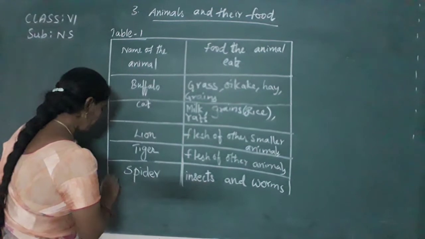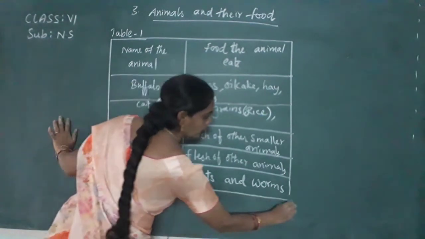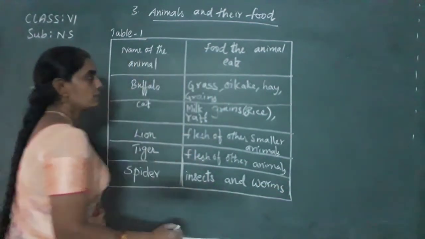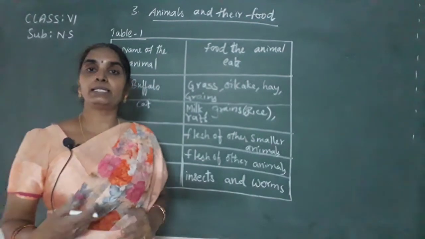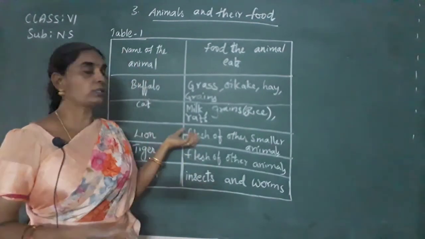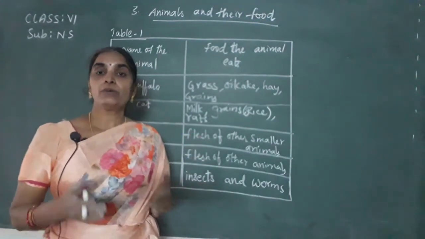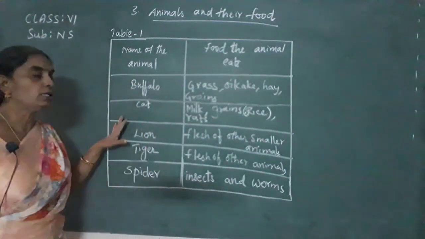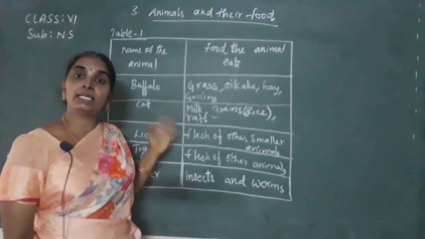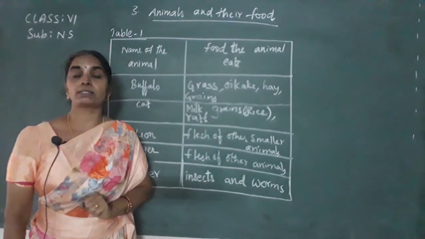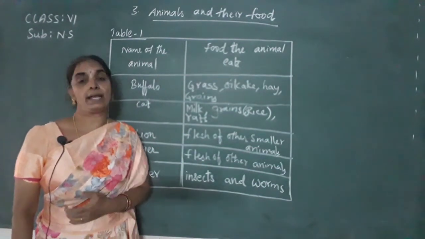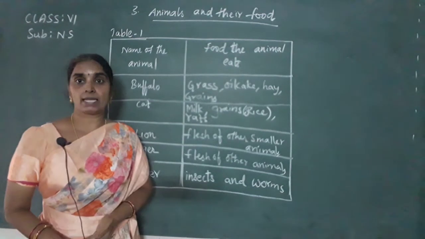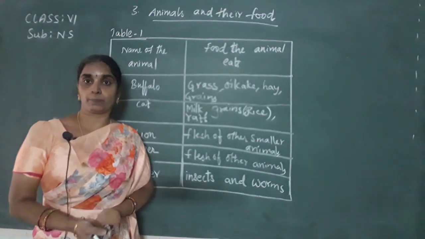All of you, open your classworks and note down this table, children. So like this, you have to complete the food habits, or the food the animal eats, for the other animals that I give you now. So in a similar manner, you know that some animals may be eating only plant products like cow, buffalo, goat, sheep and so on. So the herbivorous animals, they eat only the plant products.